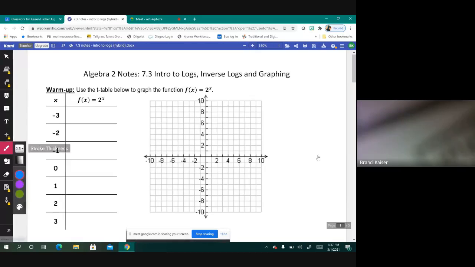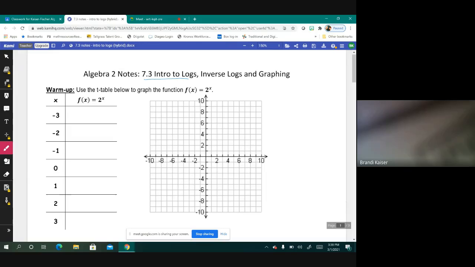Hey everyone, this is the video for 7.3 notes, which is intro to logs, inverse logs, and graphing. So in our previous two lessons, we talked about inverse functions, like what does it mean to be an inverse function? How do we find those things? And we also talked about exponential growth and decay. So how to calculate something that grows at a specific rate or decays at a specific rate, what those might look like on a graph, and things like that.